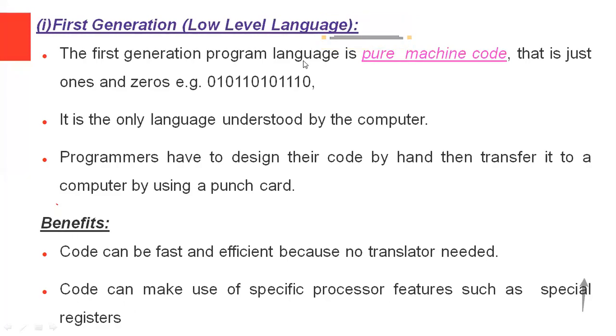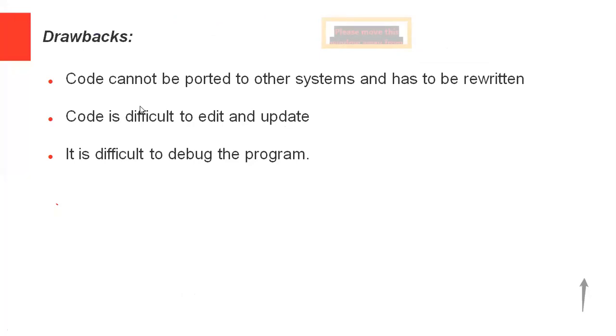And in this language we have some advantages as well as some disadvantages. What are the disadvantages? Here are the disadvantages of first generation languages. First one, code cannot be ported to other systems. So what is portability? We are writing a program on one computer and it is taken to another computer.